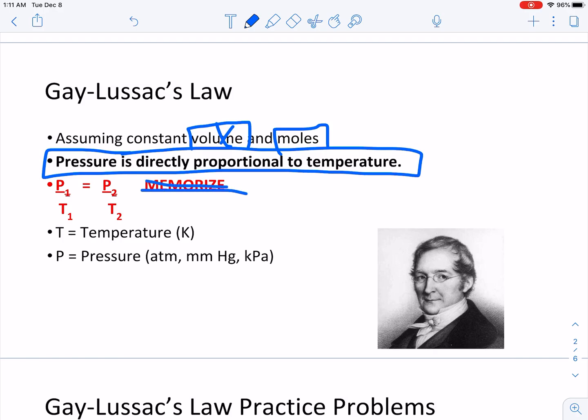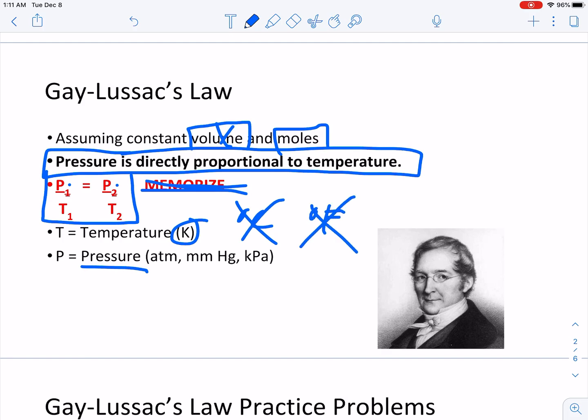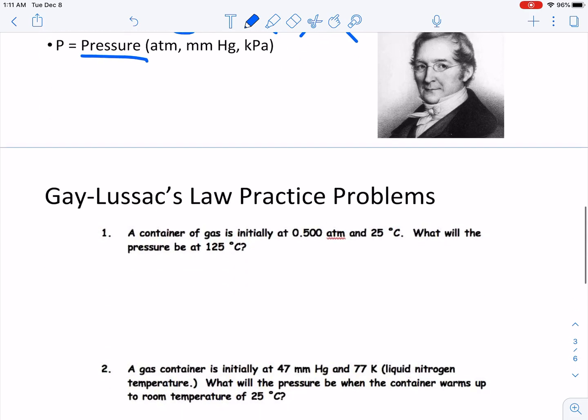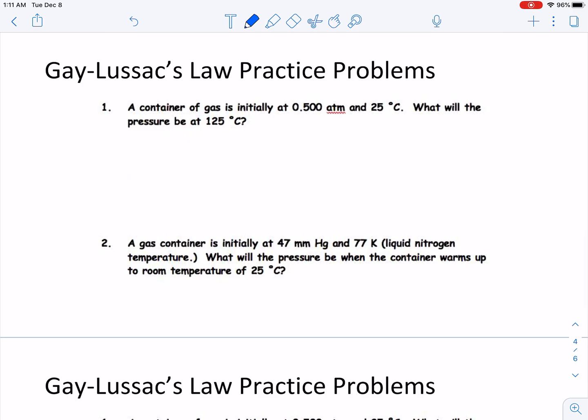Again, you don't have to memorize. I will provide it to you, but here's the equation. P1 over T1 is equal to P2 over T2. Just like before, pressure units can vary as long as they match. As long as P1 is the same as P2, that's fine. But temperature must be in Kelvin. Again, you cannot use degrees Celsius. You cannot use degrees Fahrenheit. It must be in Kelvin. I'll do this first example problem, and then you can try the second one.